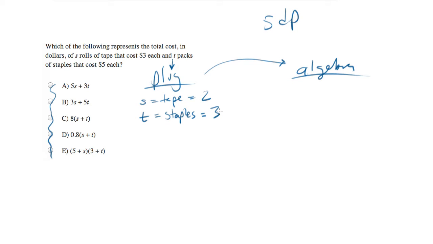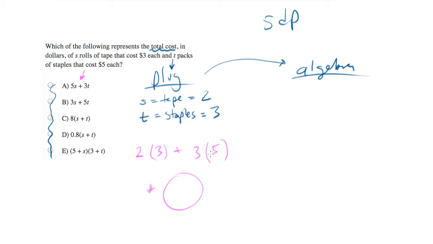And so let's try to figure this out. Now we want to figure out the total cost. Let's do this in a different color. Total cost is going to be, I have 2 rolls of tape at $3 each, and I have 3 packs of staples at $5 each. So if you were going to stick with plugging numbers, what would happen is you'd calculate this and you'd get a target. This would be some number. Then you'd go plug in S and T to every answer choice and figure out which one matches.